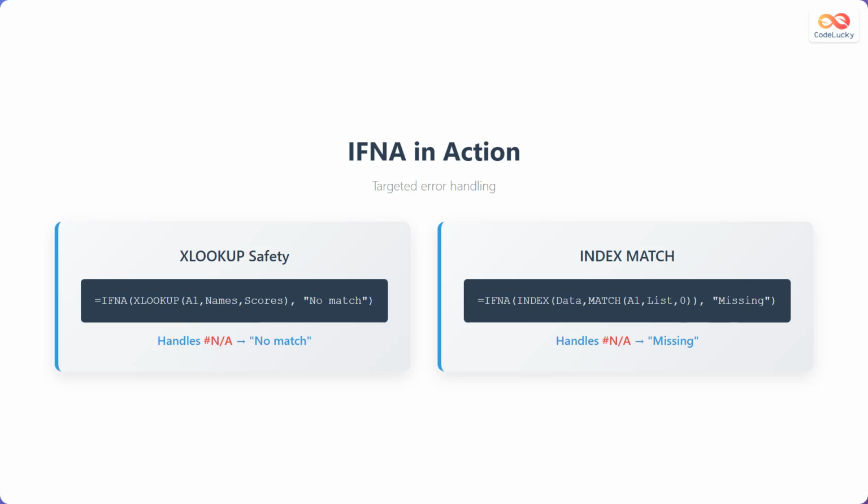The formula is IFNA(LOOKUP(A1, names, scores), "No match"). This handles #N/A errors, displaying "No match" instead. Next, we will look at INDEX MATCH. The formula is IFNA(INDEX(data, MATCH(A1, list, 0)), "Missing"). This handles #N/A errors and shows "Missing" when there is no match.